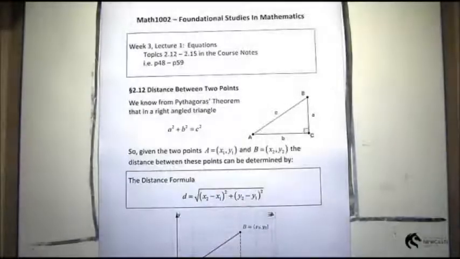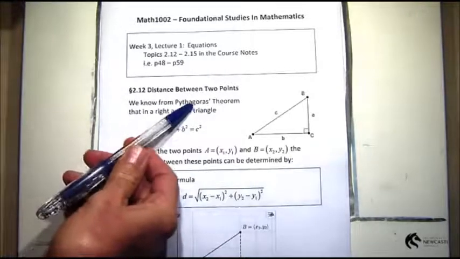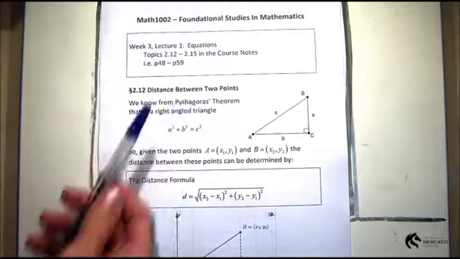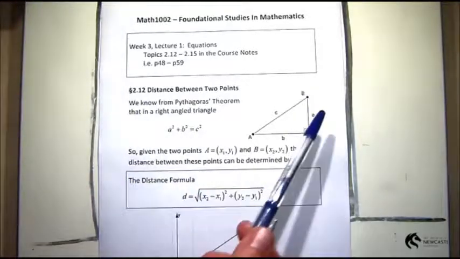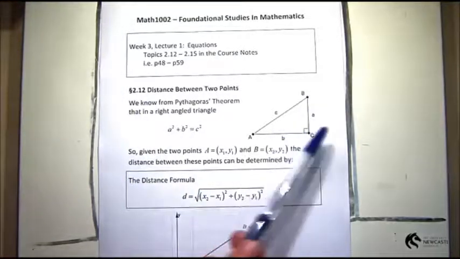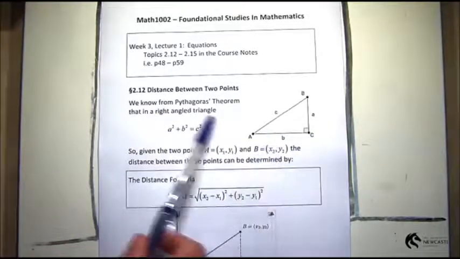Okay, so once again, if you have 2 points in the coordinate plane, you know the coordinates x1, y1 and x2, y2, we can work out the distance between them, and we do so by using Pythagoras' theorem. So let me very quickly remind you of Pythagoras' theorem. It says in a right angle triangle that the sum of the squares of the sides making up the right angle equals the square of the hypotenuse. So a squared plus b squared is equal to c squared.